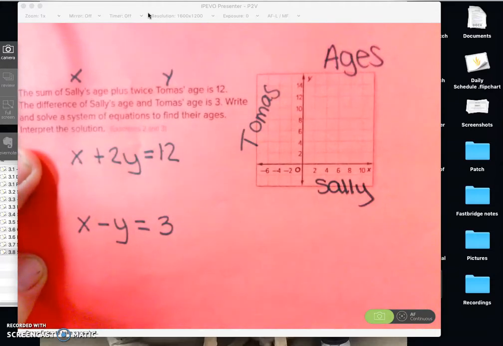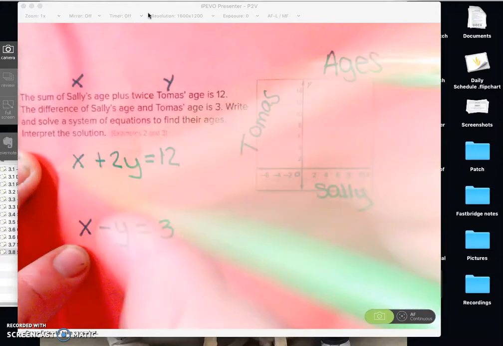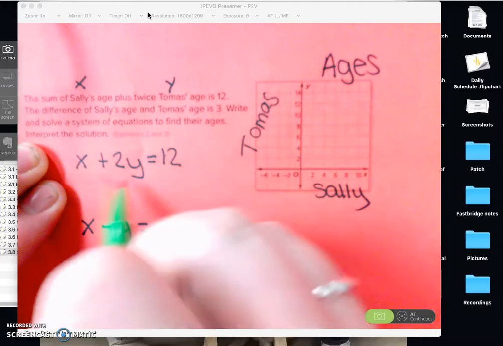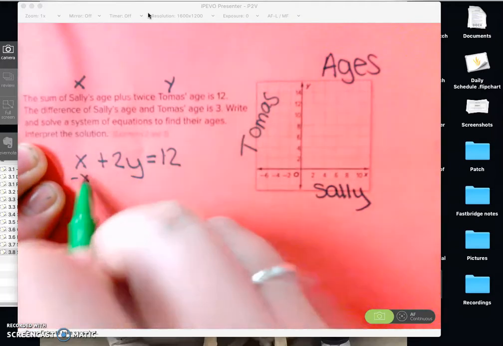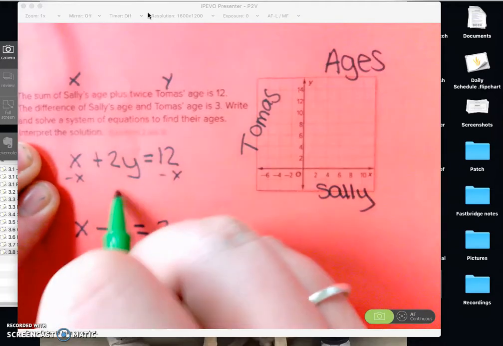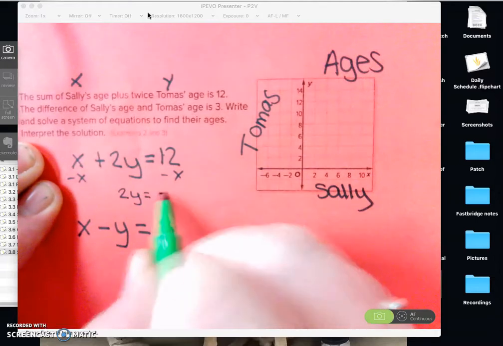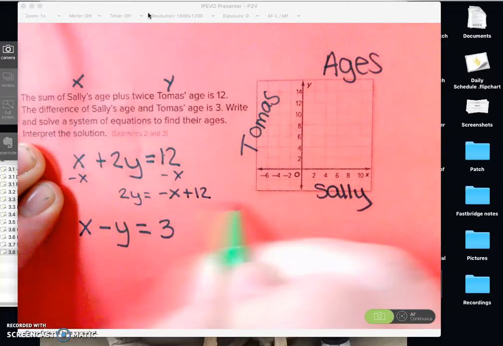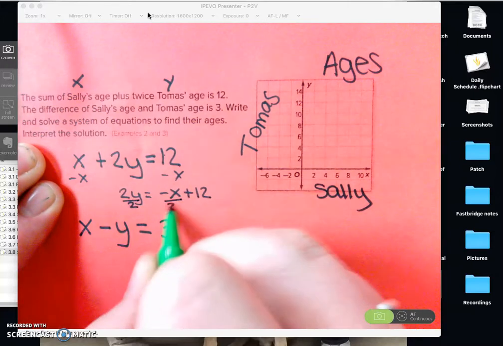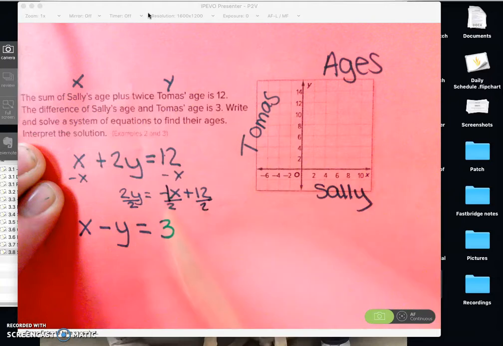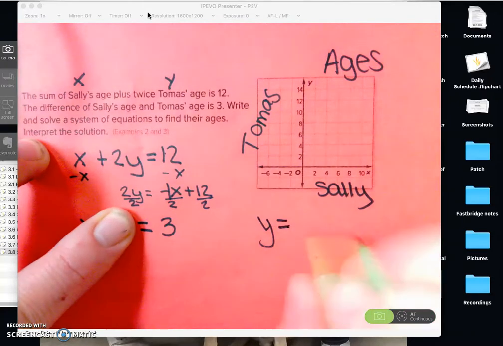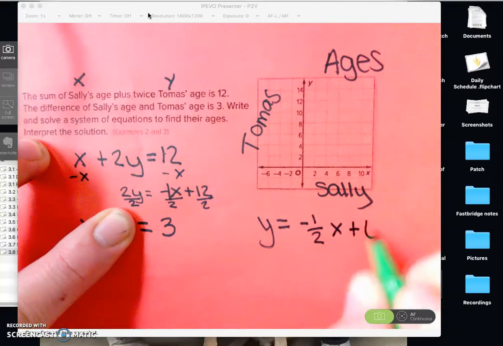Well, I need to graph these. So if I were to solve for y, I would want to subtract x from both sides. 2y equals, remember you want to write the x term first, divide everything by 2. Remember there's an invisible 1 there. And so here I have y equals negative 1/2 x plus 6.